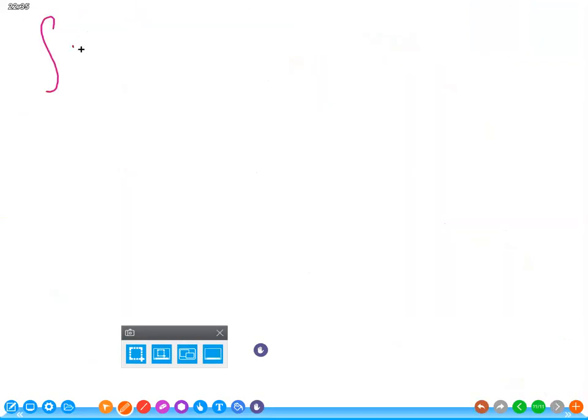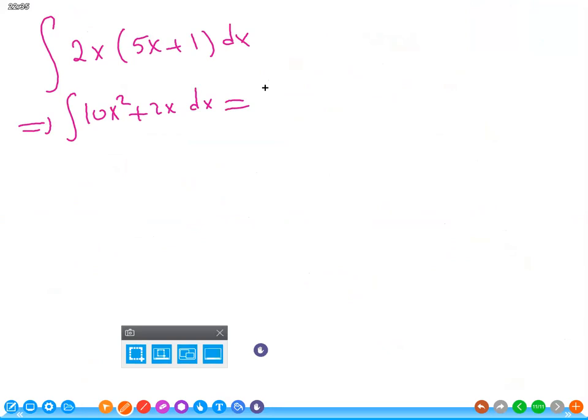If you have 2x times 5x plus 1 dx, remove the bracket. 10x squared plus 2x dx, then integrate. So 10x cubed over 3 plus 2x squared over 2 plus c. 10 over 3 x cubed plus x squared plus c.